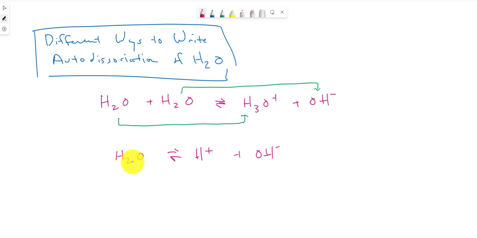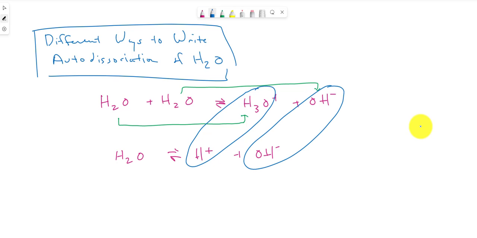So we just have water auto-dissociates here, but instead of writing explicitly that it's reacting with itself, we just imply that it is and write out H plus and hydroxide. And here, the H plus and the hydronium ion are interchangeable, and of course the hydroxides are interchangeable.